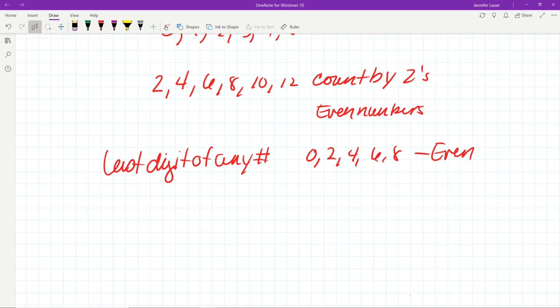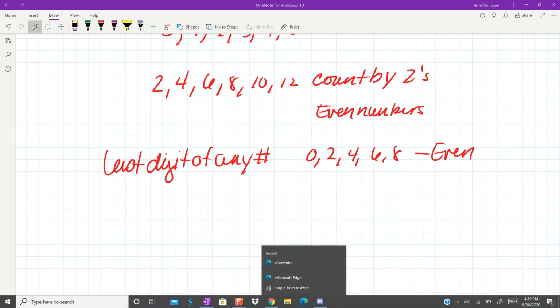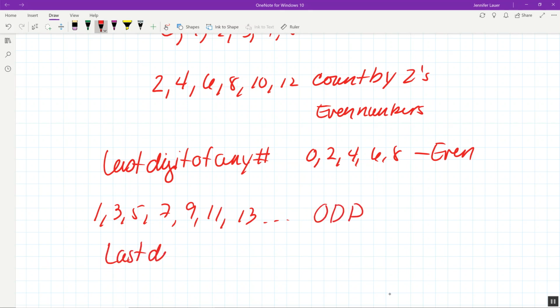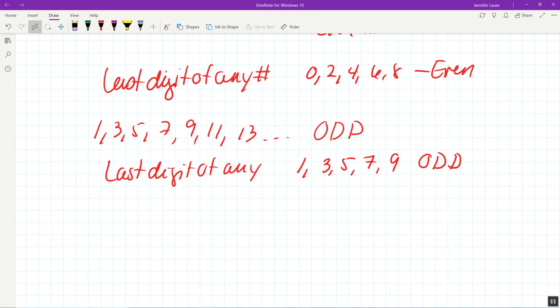Any number that's not even is odd. Again, any number that's not even is odd. So what would our odd numbers be? 1, 3, 5, 7, 9, 11, 13, and so on and so forth. If you want to figure out if a number is odd or not, you're going to look at the last digit of any number, and if it ends with a 1, a 3, a 5, a 7, or a 9, it's an odd number. So let's do a couple of examples here.